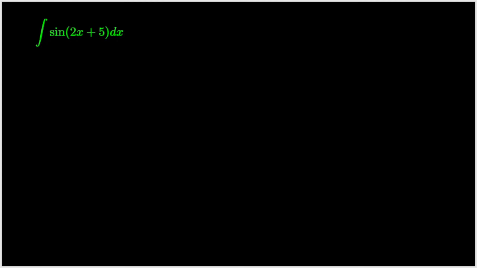Do not choose u to be the whole thing. Choose u to be a simpler function of x, so that one factor as a function of x is simple to find the antiderivative of. Anybody want to tell me how to choose u? Let u be... Yeah, 2x plus 5. 2x plus 5 will work.